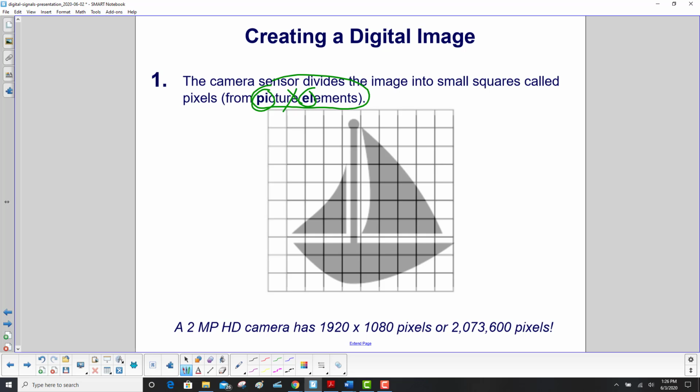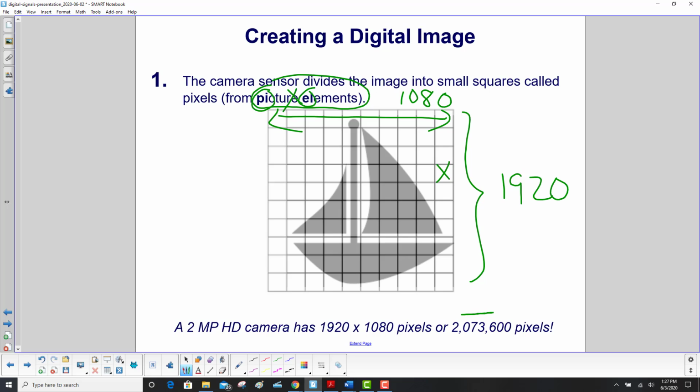A 2MP HD camera has 1920 by 1080 pixels. What does that mean? It means it would have 1920 of these boxes here, because each box is a pixel, and then you'd have 1080 across. And actually, I'm not sure which one's across or up and down, but it's the same concept. You multiply those together, you have 2,073,600 pixels. These little guys here.